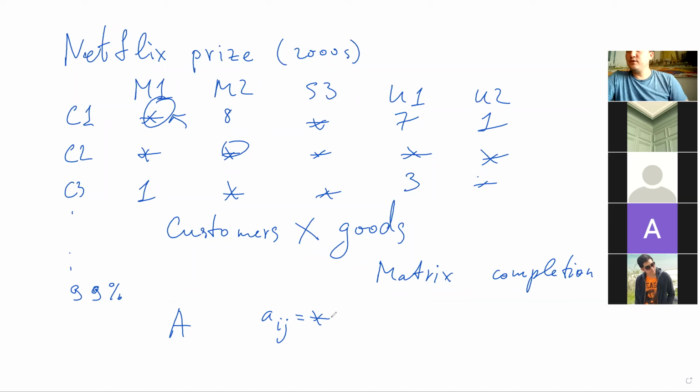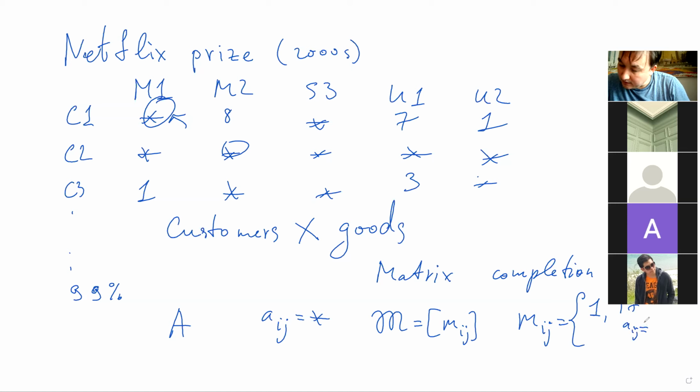So roughly speaking, you can introduce a new matrix, which is called mask. Let's say this is mask. This new matrix has entries Mij defined in the following way: Mij is equal to 1 if Aij is not equal to asterisk, and 0 otherwise. Something like that.